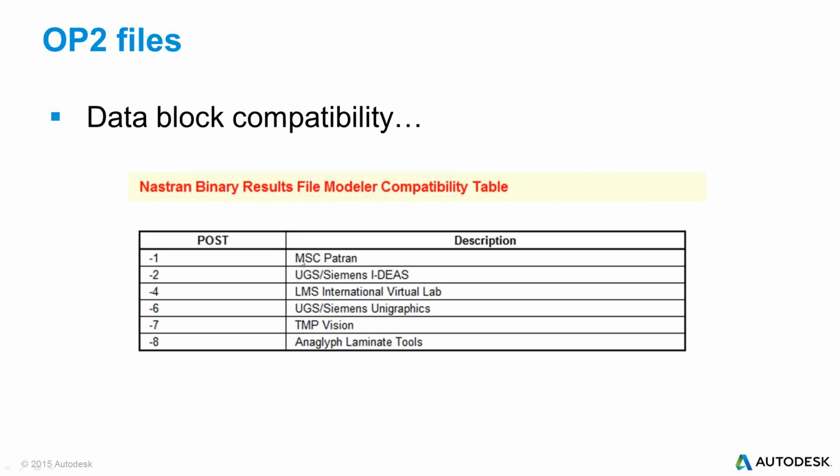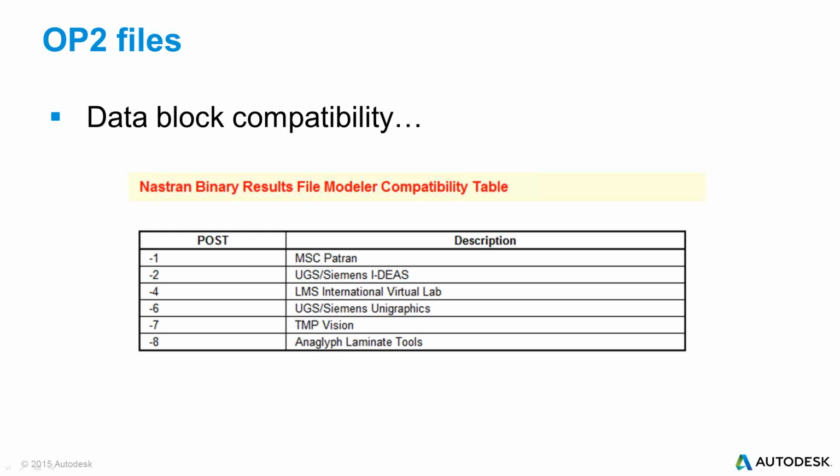If you want an OP2 that's compatible with Patran, you put PARAM,POST,-1. If you want one that's compatible with Laminate tools, you put -8. Unigraphics uses a -6. I-DEAS uses a -2. So you'd set PARAM,POST to do that.